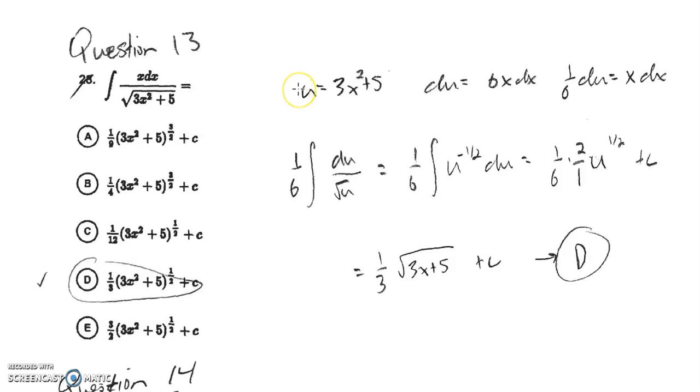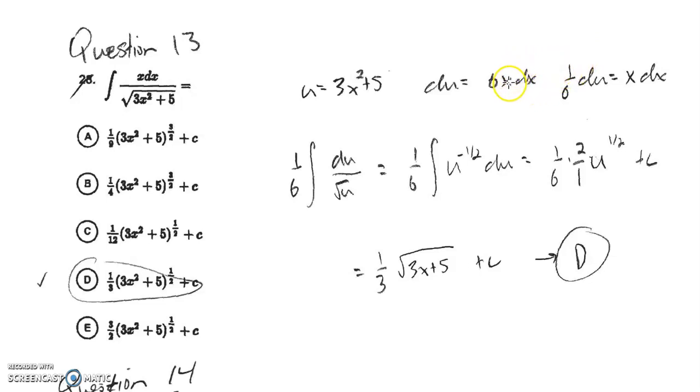I'll walk through the whole thing here. I let u be 3x squared plus 5. That's this thing. Remember, I make the u as big as I can. I don't just take the 3x squared, I take all of it, because it's the thing that's interior to another function. So all that is interior to a root right there. The du is the derivative of this. It's 6x, and there's a dx on the outside.